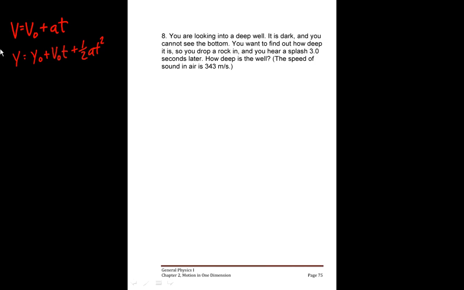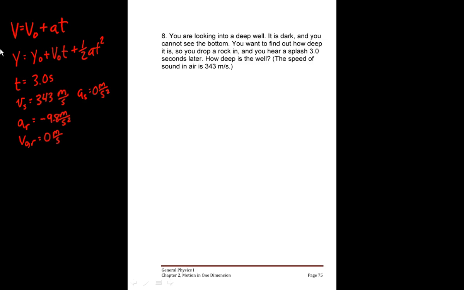I know that the total time is 3 seconds. I know that the velocity for sound is 343 meters per second. I know that the acceleration of the rock is equal to minus 9.8 meters per second squared. The acceleration of sound is 0 meters per second squared. It travels at a constant speed. I also know the initial velocity of the rock is equal to 0.